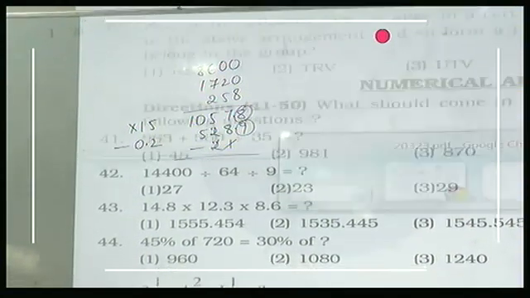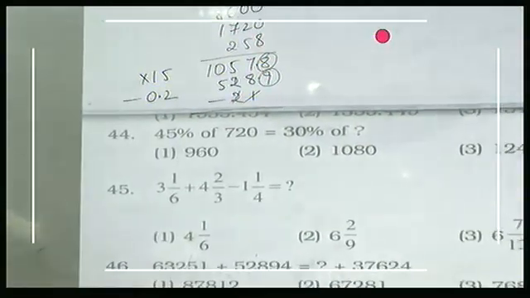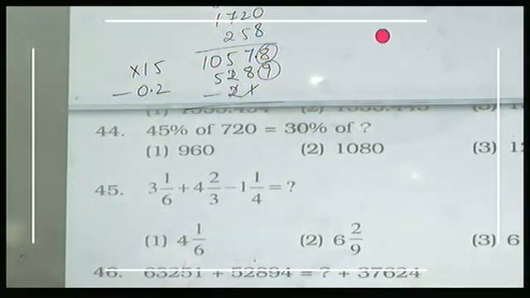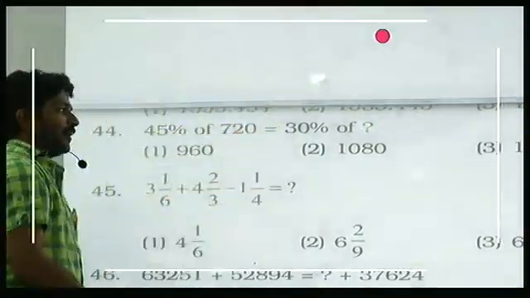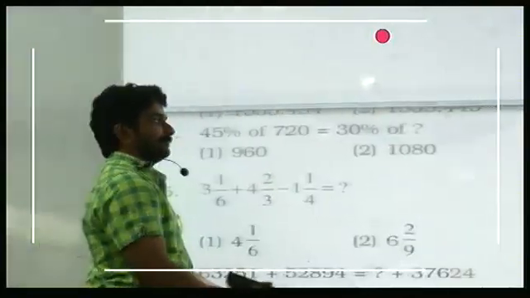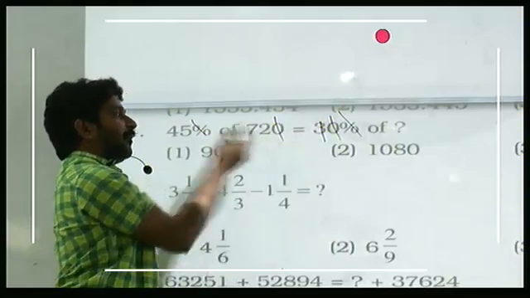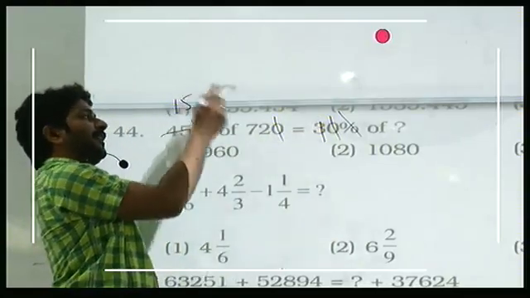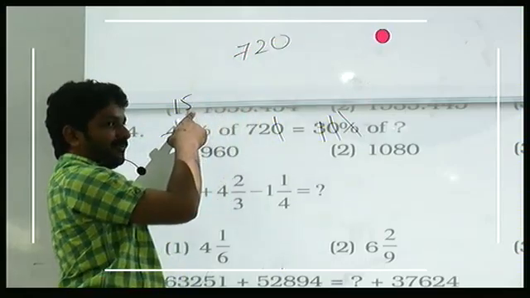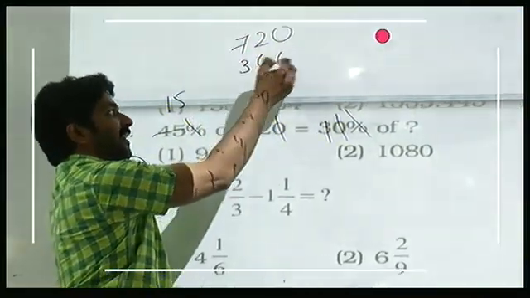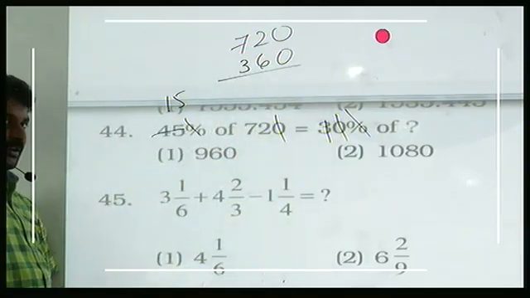Next, 44. 45% of 720 is equal to 30% of how much? Percentage cancel. 0 cancel. 3 how many times is 45? 15 times. 10 times of this number? 720. But you need 5 times more, which is 360. Answer 1080.